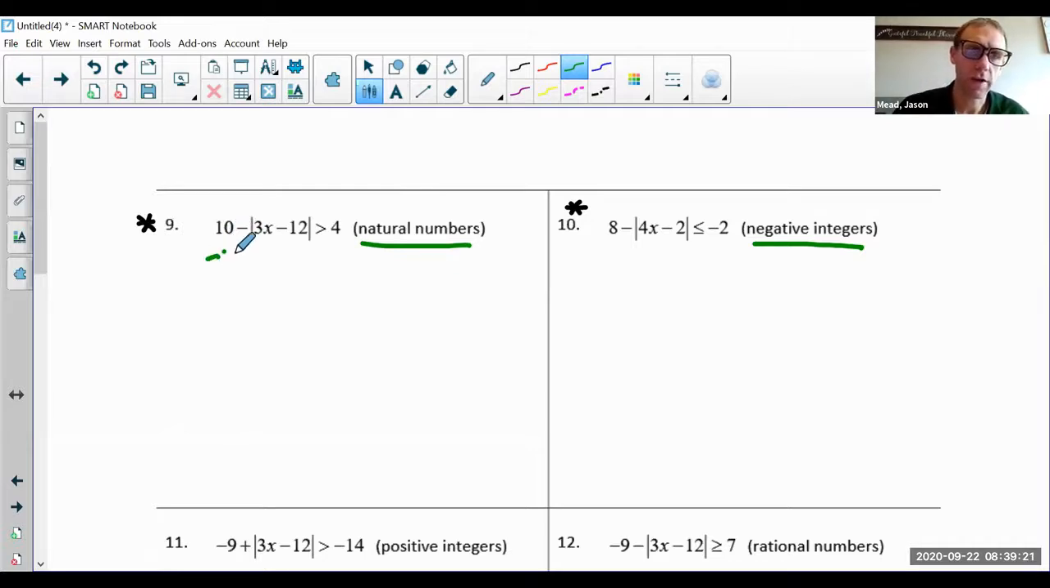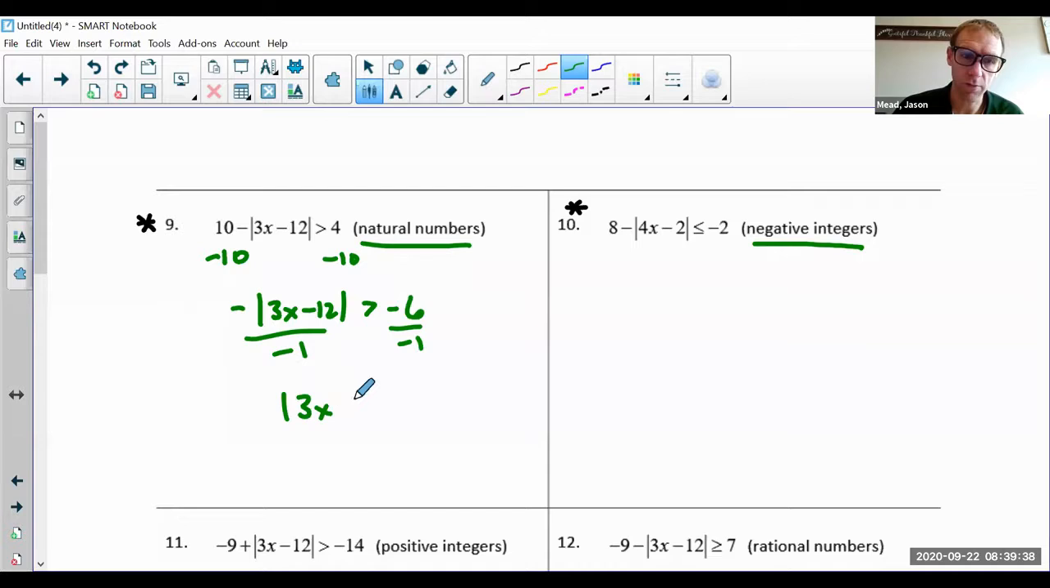I'm going to subtract 10 from both sides, and I have negative absolute value of 3x minus 12 is greater than negative 6. Now I'm going to divide or multiply by negative 1 on both sides. That gets rid of the negative. So now I have absolute value of 3x minus 12 is less than 6. Notice that the inequality sign changed because I divided by a negative number. Now, should I continue? Yes, because it is less than a positive number.